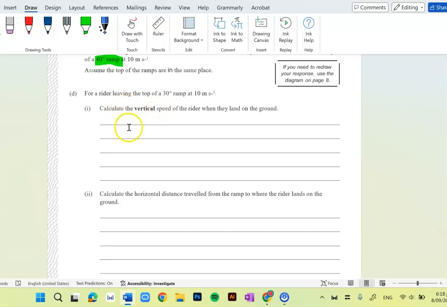For a rider leaving the top of a 30-degree ramp at 10 meters per second, calculate the vertical speed of the rider when they land on the ground. Let's highlight this because it's important. Which basically means we're trying to find the final velocity. So we're going to use this equation, Vf squared equals Vi squared plus 2AD. We don't have to rearrange anything because it's already equal to what we want.